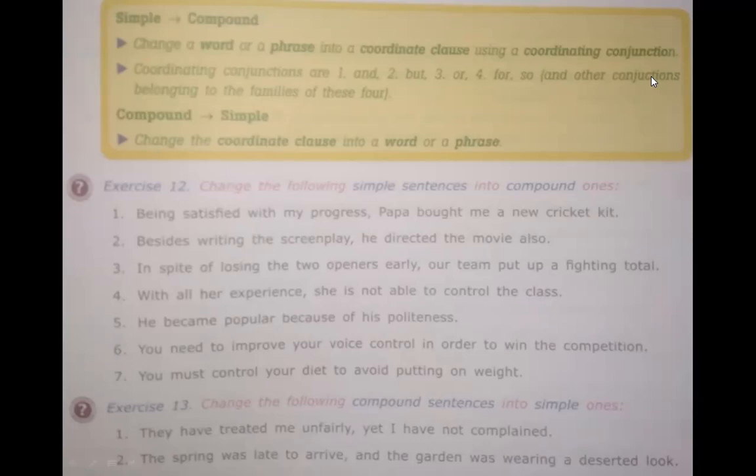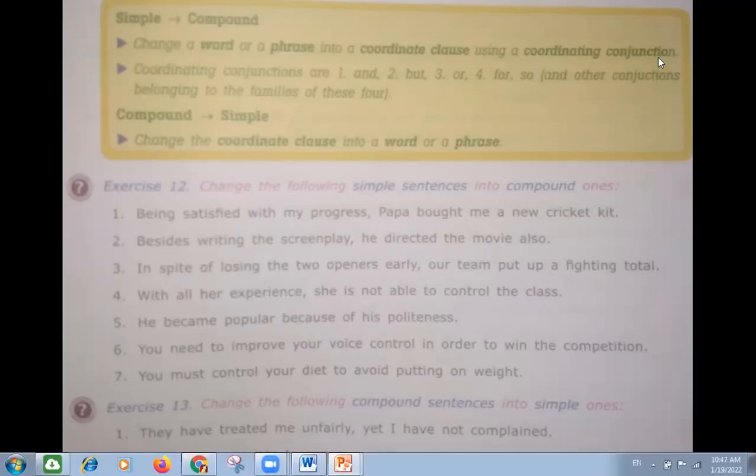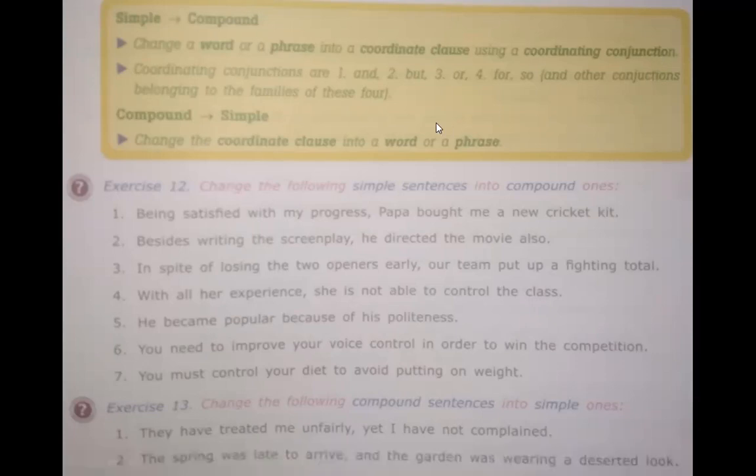Ishmeet, you have spoken. That's very good. Good morning, sir. Good morning, Sachi. Sir, I think so. The sentence will be, they have treated me unfairly, then comma, I have not complained. No, not this. You have to use something also. "In spite of" you can use. In spite of.